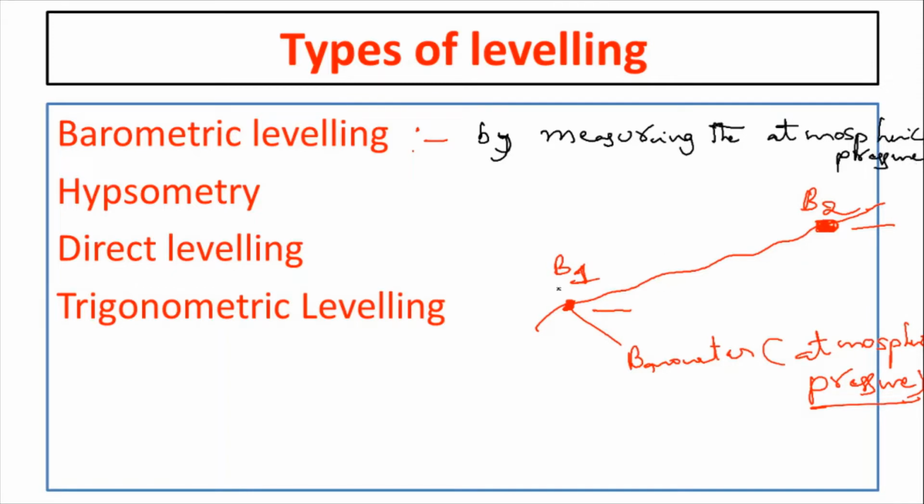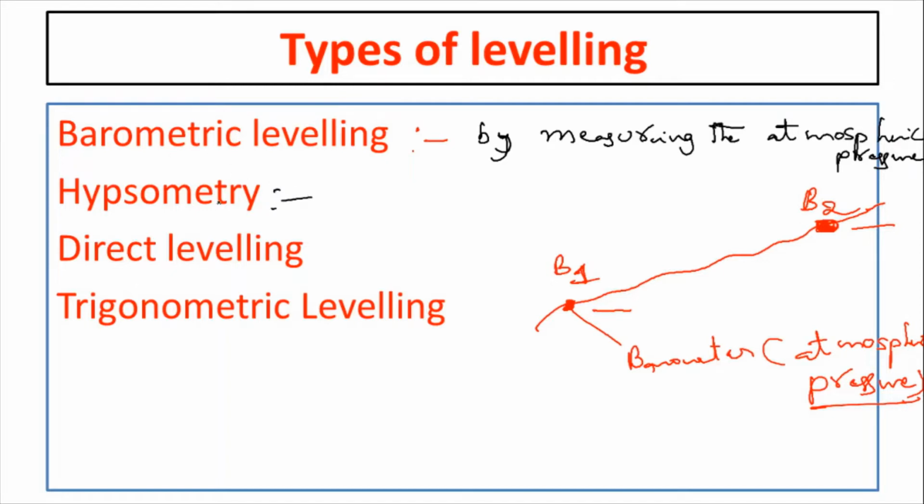Now this process is not accurate, because the atmospheric pressure at a place doesn't depend only on the altitude. It depends on a number of factors, like temperature and wind. So you cannot say that barometric leveling is accurate.